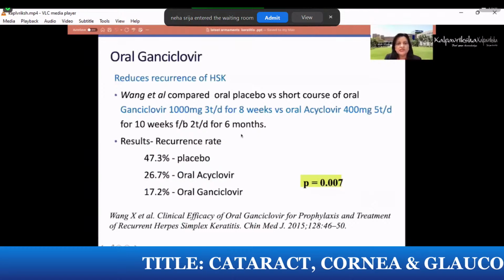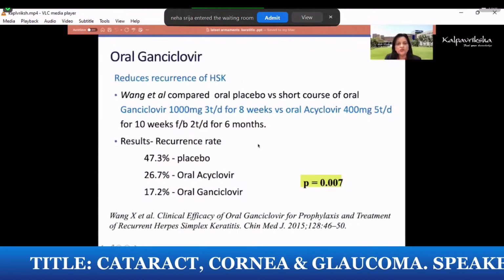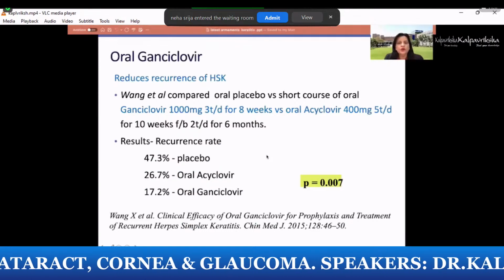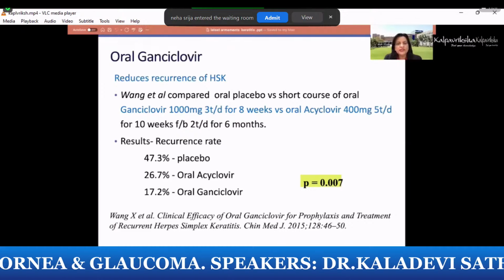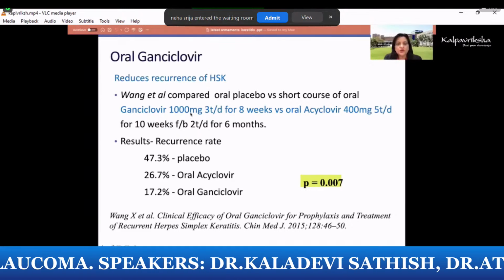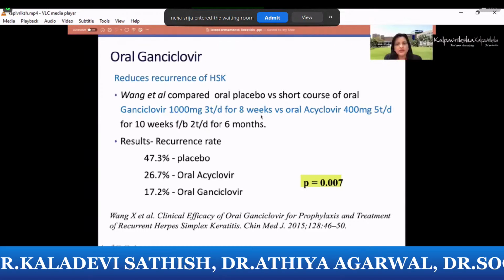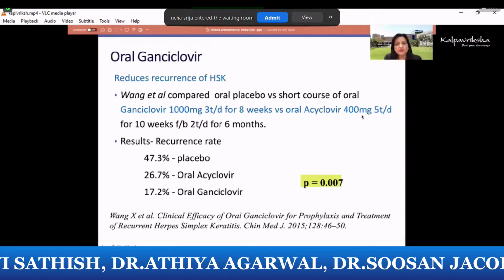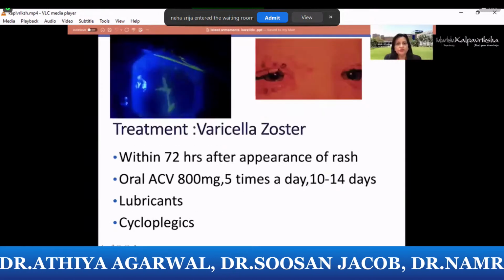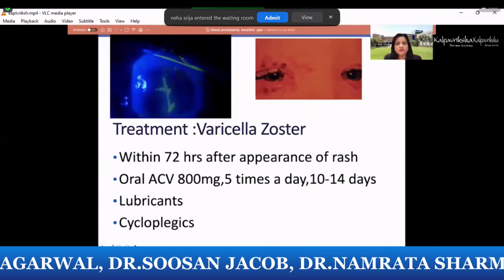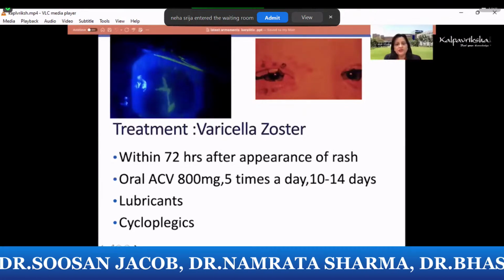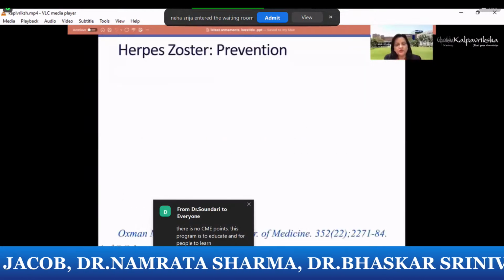Likewise, oral ganciclovir can also be given, especially in cases of CMV endotheliitis. The dose is 1000 milligrams for 8 weeks, and acyclovir 400 milligrams 5 times a day. For varicella zoster, oral acyclovir 800 milligrams 5 times a day should be given for 10 to 14 days.